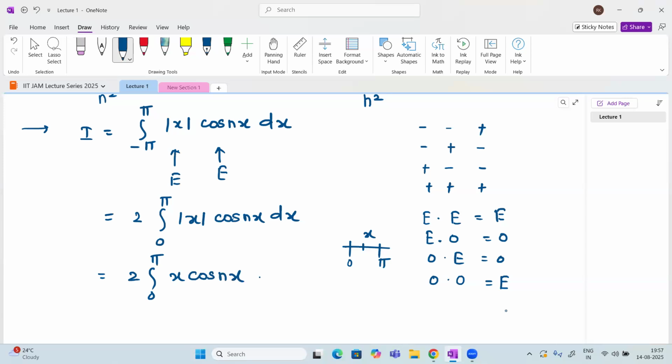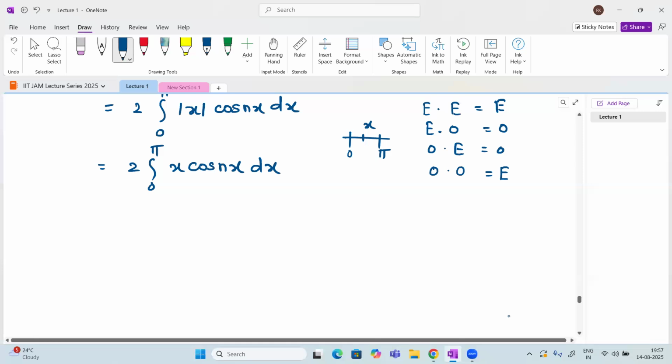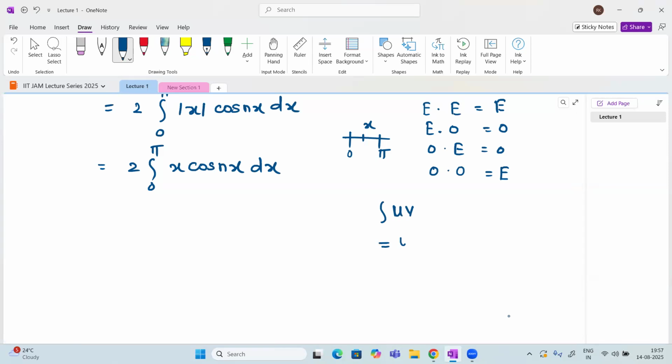Okay. Now next step, tell me how to solve this integration by parts. So tell me the U into V formula. U into integral V minus integral of du by dx. Yeah, that formula you studied in 12th.